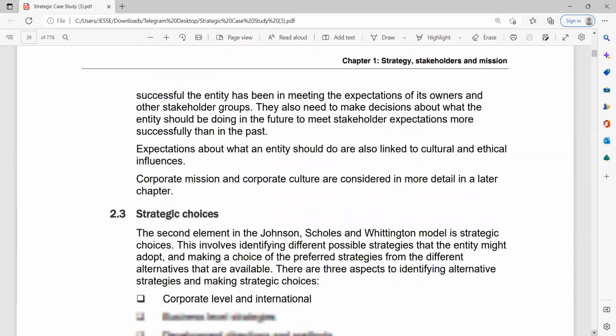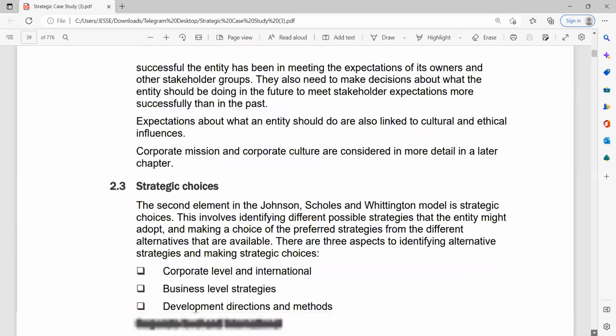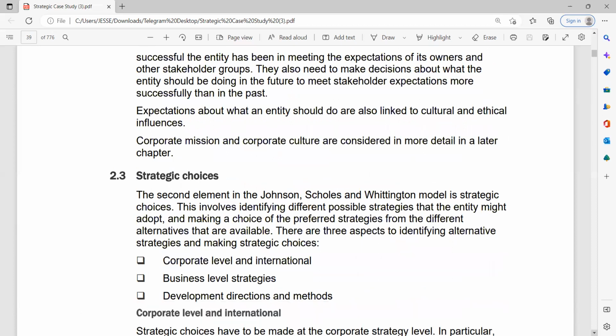So let's move on to other things. You can read more about the expectations of an entity. Now, we've talked about strategic position. We said that strategic position is basically a look into the position of the entity in the context of the environment, right? And it consists of three elements: the environment, the strategic capability, as well as the purpose of the organization.